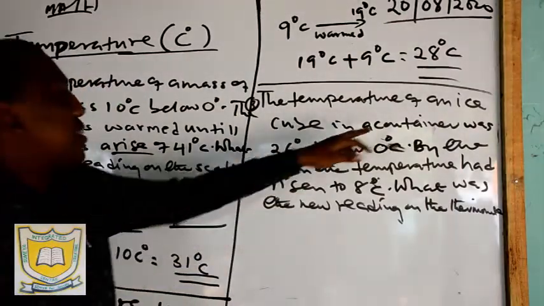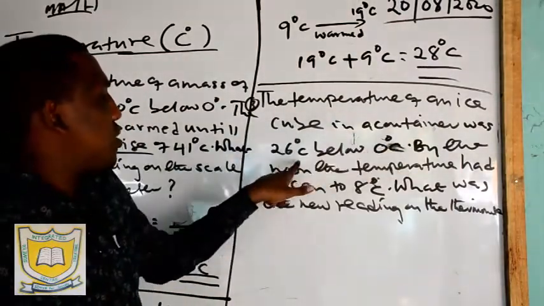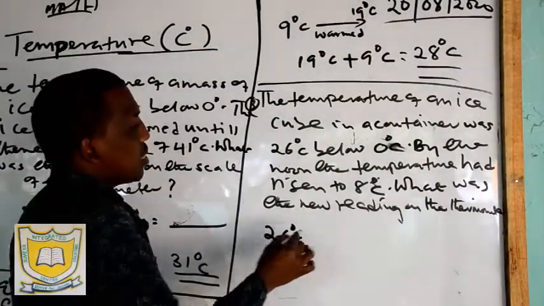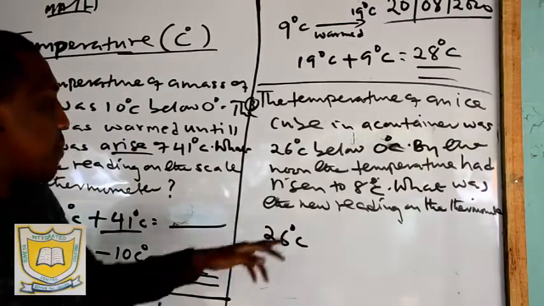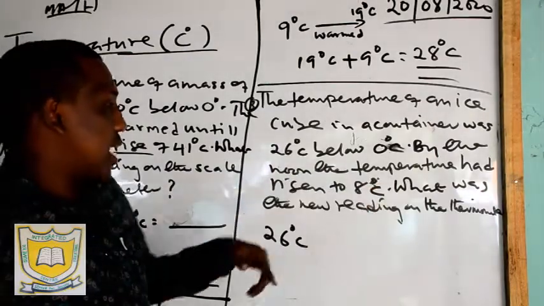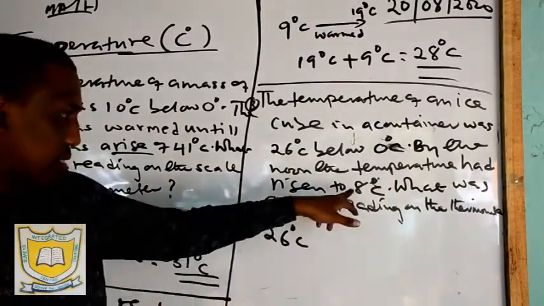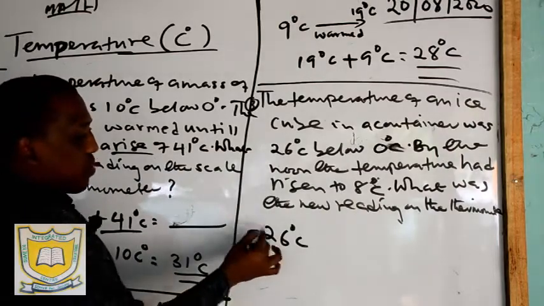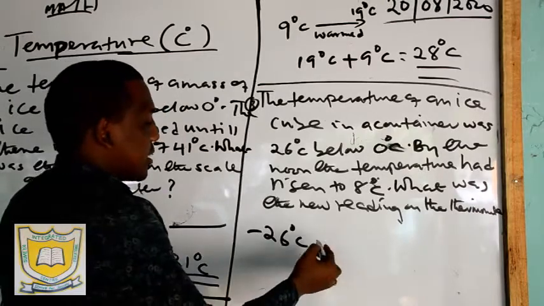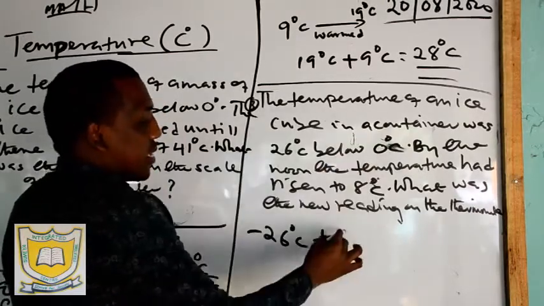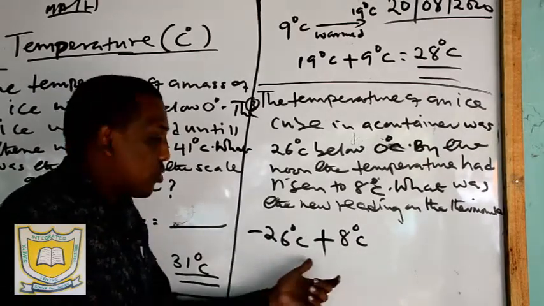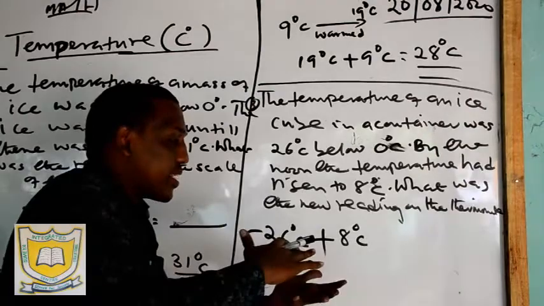Let us say now, the temperature of an ice cube in a container was 26 degrees Celsius below 0 degrees. By 12 noon, the temperature had risen by 8. So this one was below, so it is minus now. Now the temperature has risen, and when it rises we add 8 degrees Celsius. It was negative 26, below 0 degrees. Now due to the heat, it has risen by 8 degrees.